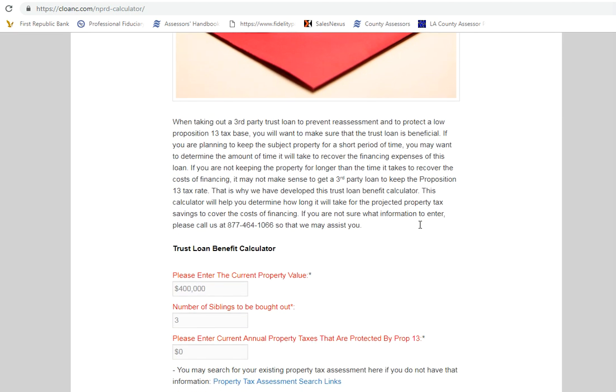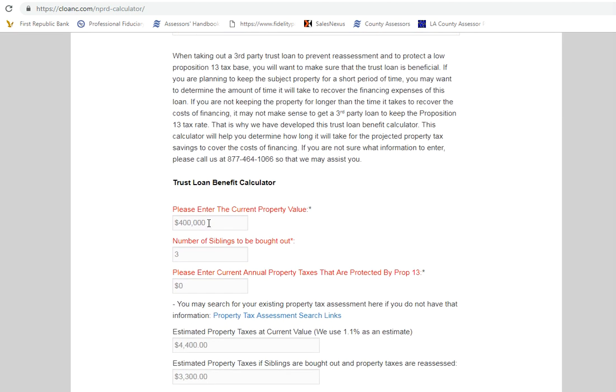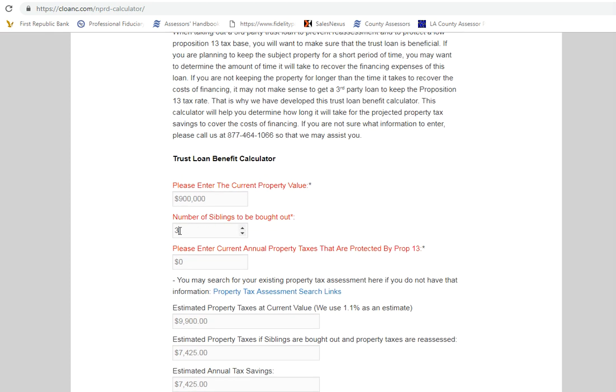So the first thing we want to do is put in the current property value, and let's use a value of $900,000. Okay, and then we have to determine how many siblings are going to be bought out. Let's say there's 3 kids total. One of the kids wants to keep the family property, the other 2 prefer cash, so 2 siblings will be bought out.